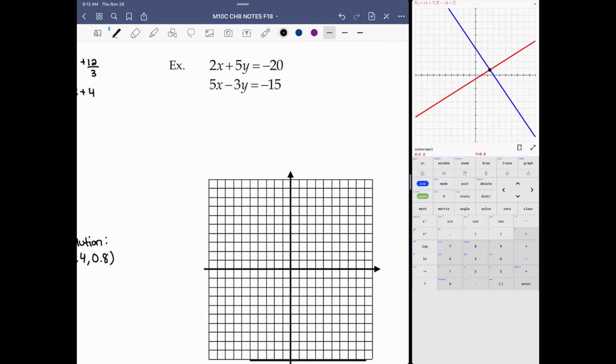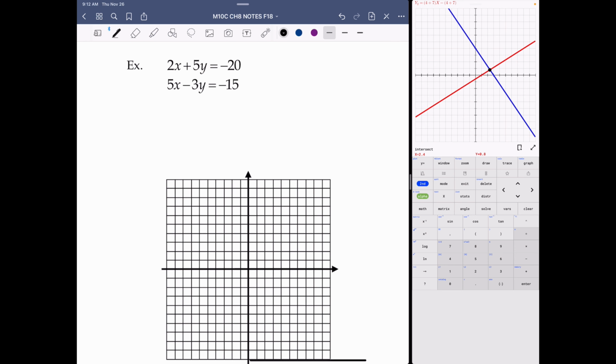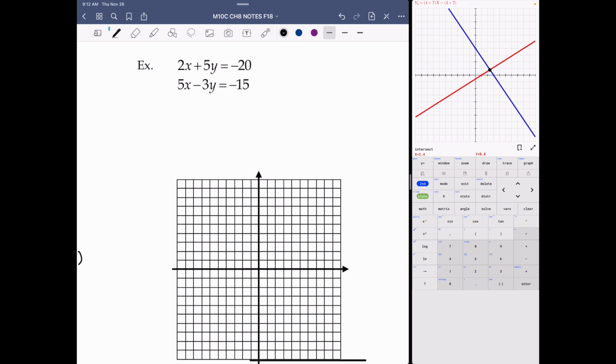Next one, same thing. We want to use our calculator. We're going to need to isolate the y, write it in y equals mx plus b, then plug the two equations into our calculator, find the intersection point, draw the graphs. First one, 2x plus 5y equals -20.